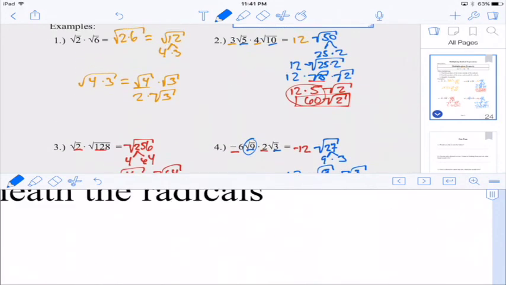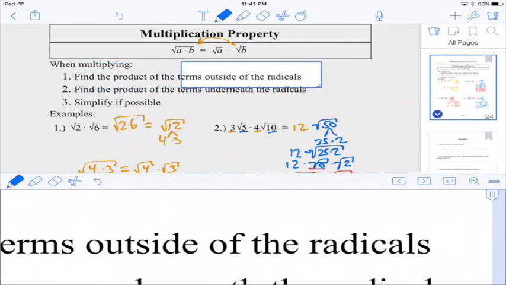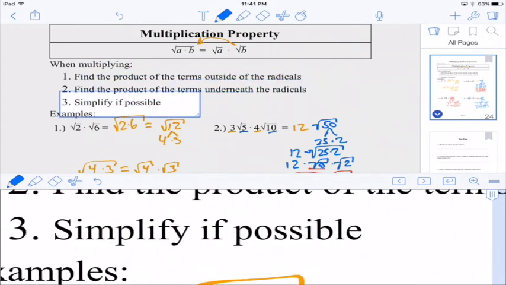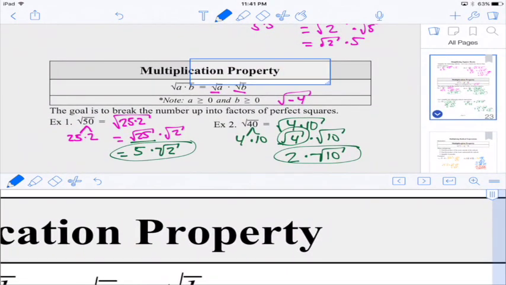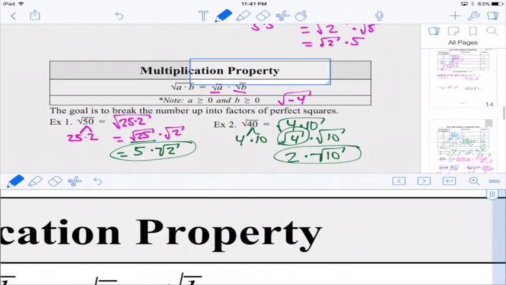Okay, real quick recap. We multiply the outsides, we multiply the insides, and then we simplify just like we did yesterday. Good luck, and ask questions.